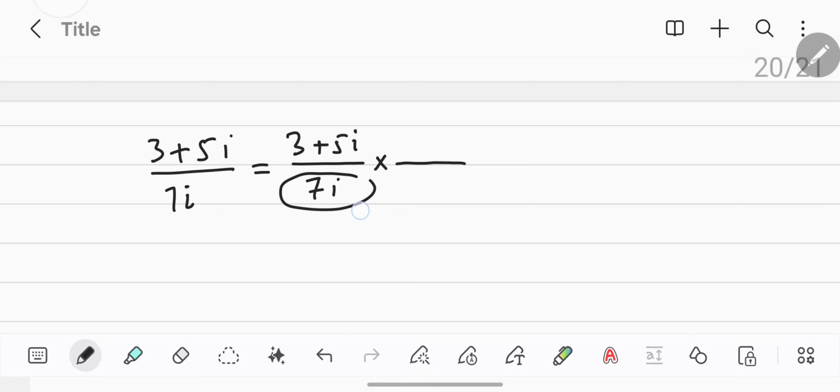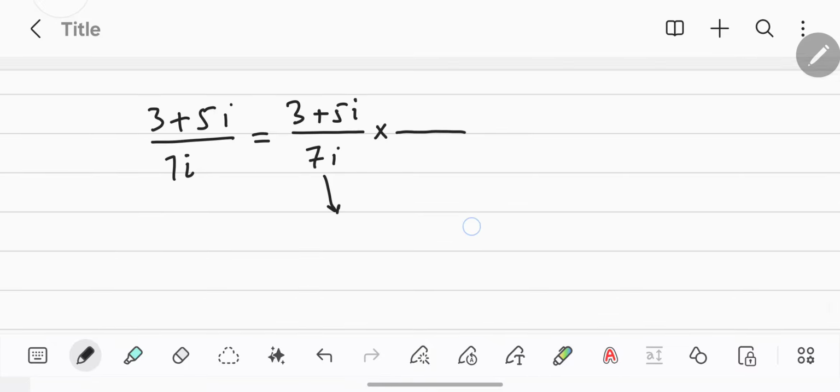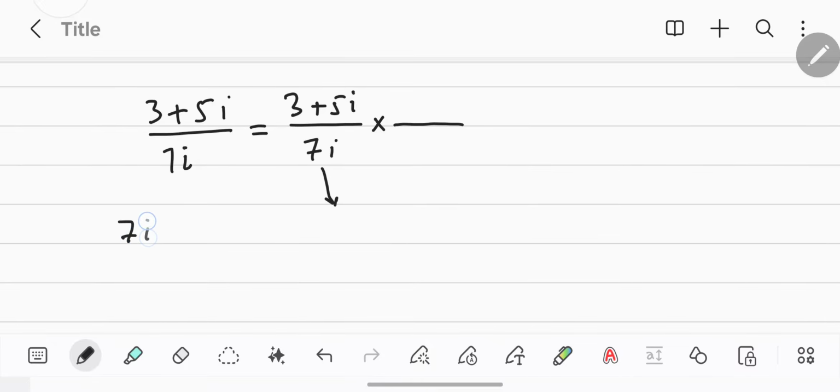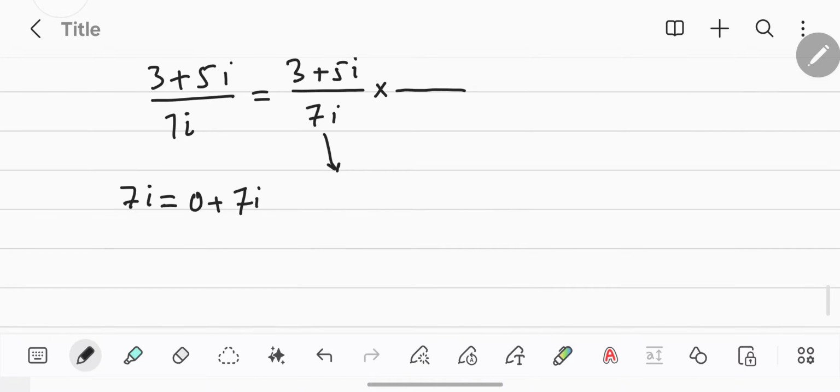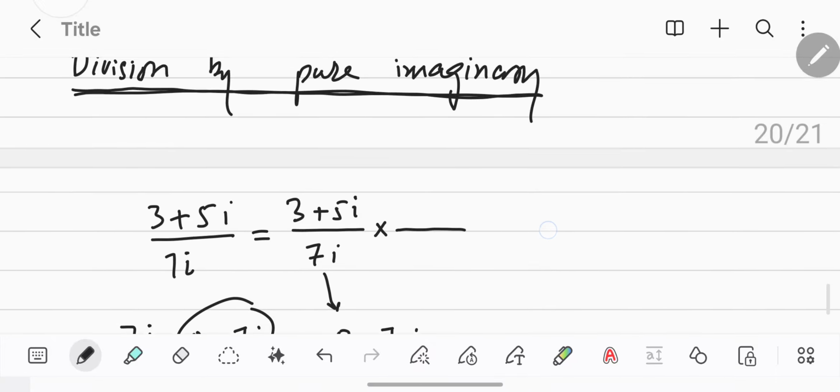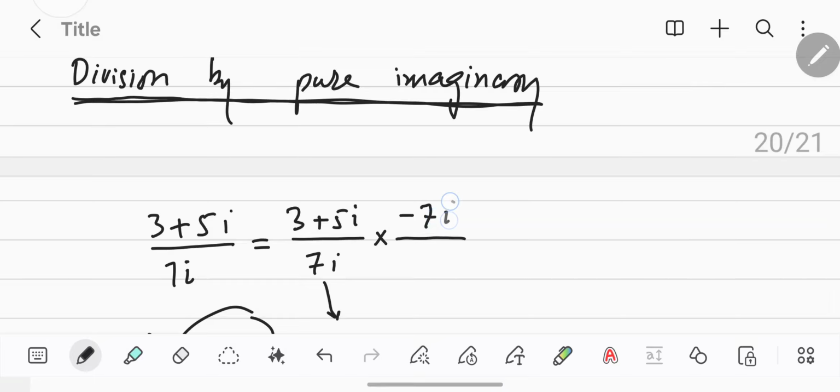That something is the conjugate of this number. What's the conjugate of 7 iota? Since 7 iota can be written as 0 plus 7 iota, because I told you previously in the previous videos, every pure imaginary number can be written as 0 plus that number. So what's the conjugate of this term? The conjugate of this term is the real part as it is, minus the imaginary part, which is minus 7 iota. So I'll multiply and divide by minus 7 iota. Okay?